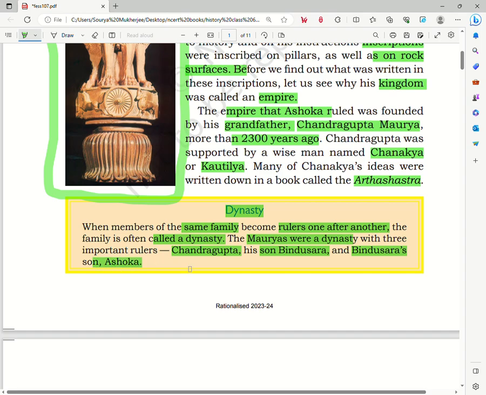So we see that, guys, when the rulership of a kingdom or an empire is passed down from father to son in the same family, that family becomes the ruling dynasty. That family is the dynasty that rules the kingdom or an empire. So in the case of the Mauryan Empire, it was Chandragupta who was the first ruler, then his son Bindusara, and later Bindusara's son Ashoka. So they established the Mauryan dynasty.